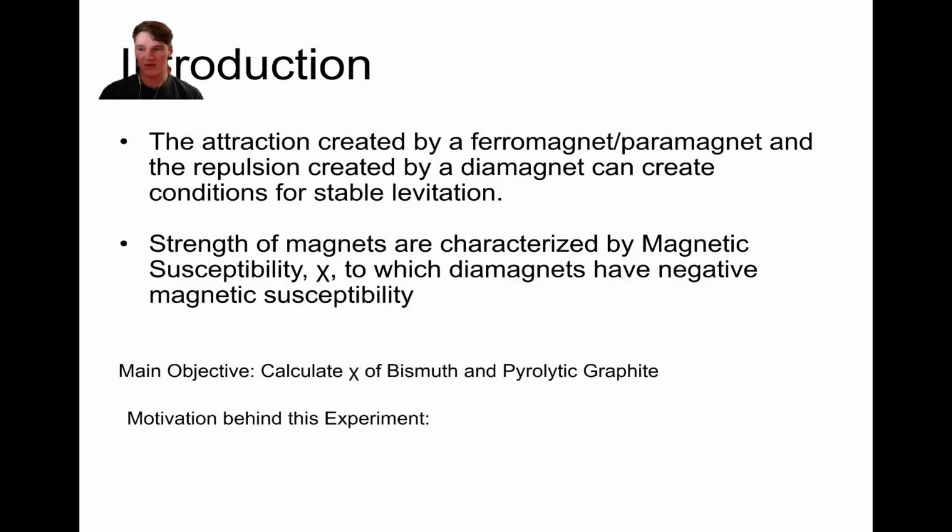The strength of these magnets is characterized by magnetic susceptibility, which for diamagnets is negative. The main focus of this experiment was to calculate the magnetic susceptibility of bismuth and pyrolytic graphite, which are both diamagnetic materials, using stable levitation, interplate distances, and a driving frequency at which the lifter magnets oscillate within the diamagnetic apparatus.